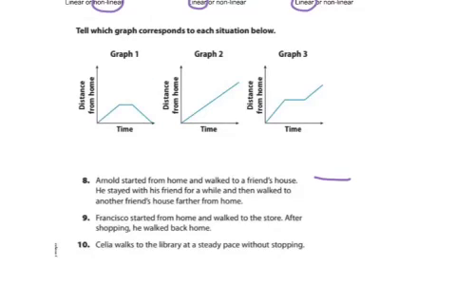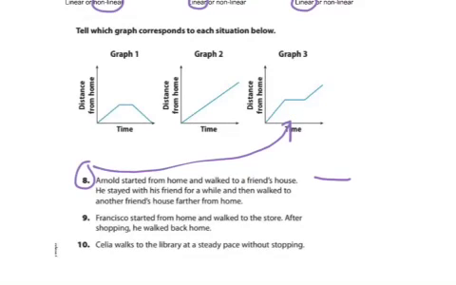What are some other clues here? Well, after he stayed at his friend's house, did he go back home? No. He continued to walk further from the house, so his distance got greater as he went on. In this one, his distance is actually decreasing from his home, so he's actually getting closer to home, where here you can see the distance is getting farther. It's increasing. So in this case, this problem would be graph 3. Again, he walks to his buddy's house, stays there, then he walks further.